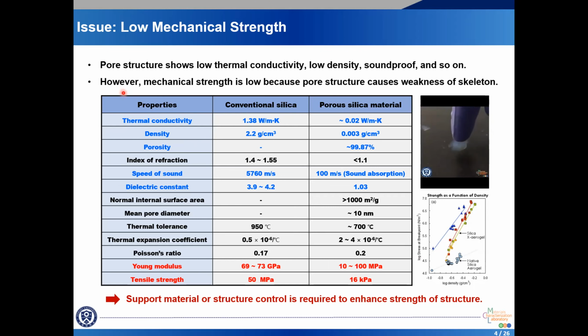The aerogel has unique and useful properties such as low density, low heat conductivity, and low sound transmission due to high porosity. But its mechanical properties are very poor due to the very small fraction of solids forming the structure. Compared to regular silica, it can be seen that silica aerogel exhibits mechanical property values smaller by about a factor of 1,000. Therefore, a support material or structure control is required to enhance the strength of the structure.